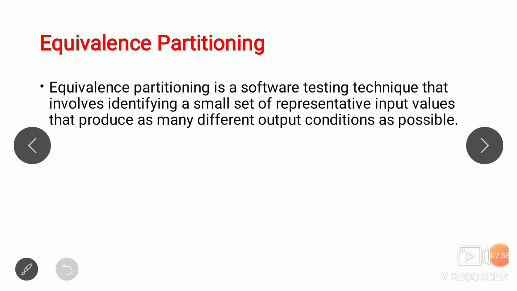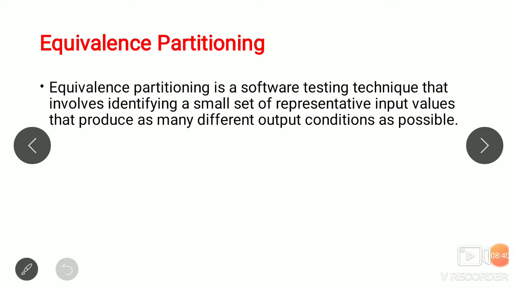We will see the next point, that is equivalence partitioning. First, we will see the definition. Equivalence partitioning is a software testing technique that involves identifying a small set of representative input values that produce as many different output conditions as possible. Here we identify only a small set of representative input values, which are used to produce as many different output conditions as possible.